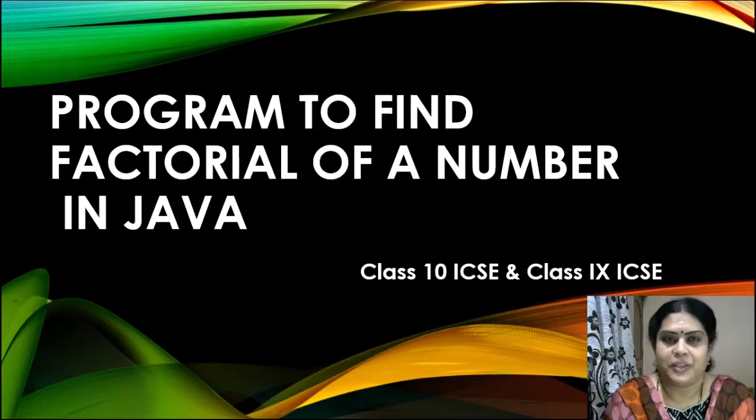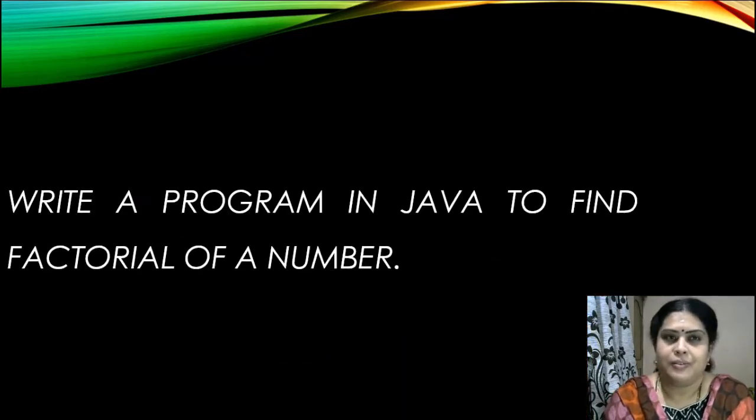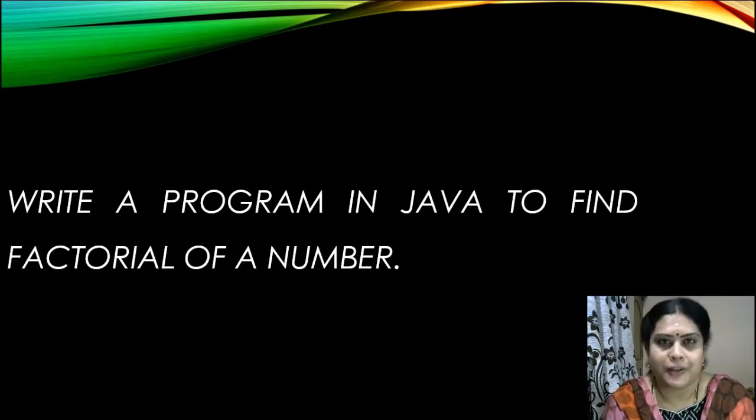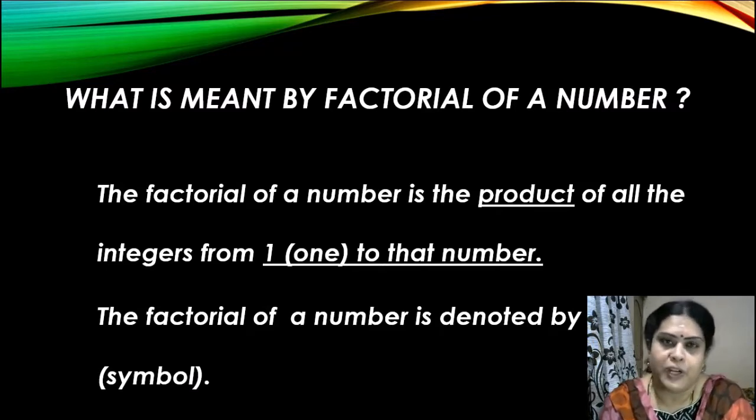In today's video, I'm going to teach you how to find the factorial of a number. So first, we will see the question: write a program in Java to find the factorial of a number. Now, what is meant by factorial of a number? The factorial of a number is the product of all the integers from 1 to that number, and it is denoted by the exclamation mark symbol.